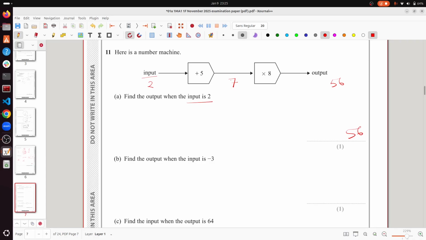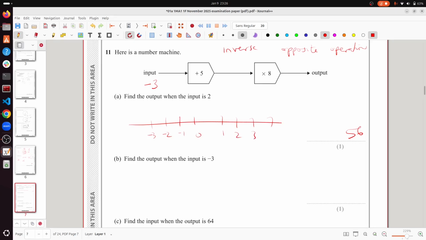So this is straightforward. So we have an input of -3, -3 plus 5, a number line. So minus 3, minus 2, minus 1, 0, 1, 2, 3, 4.